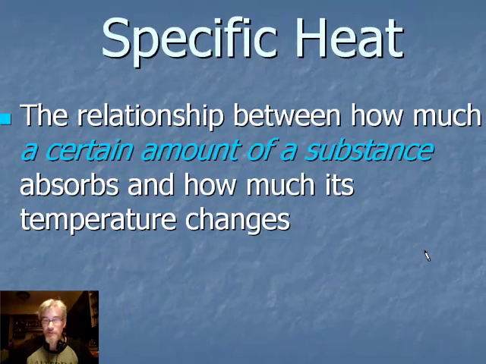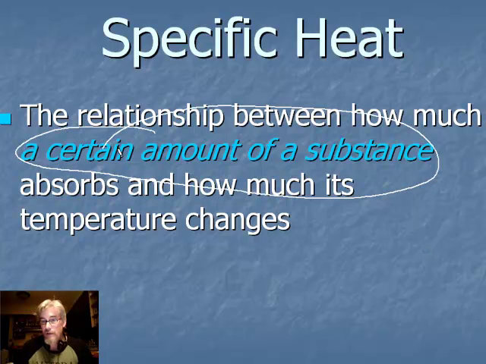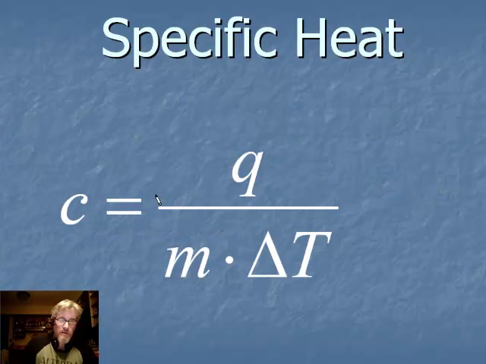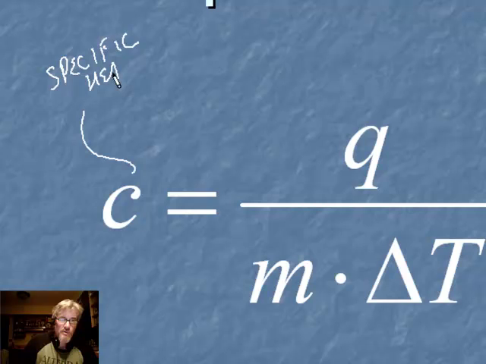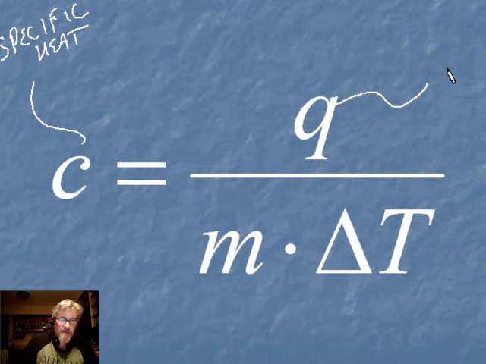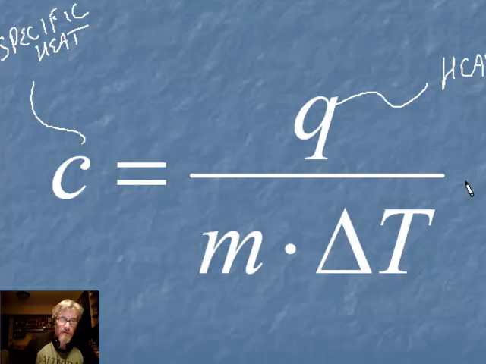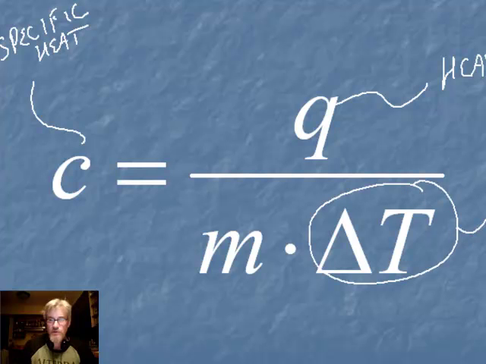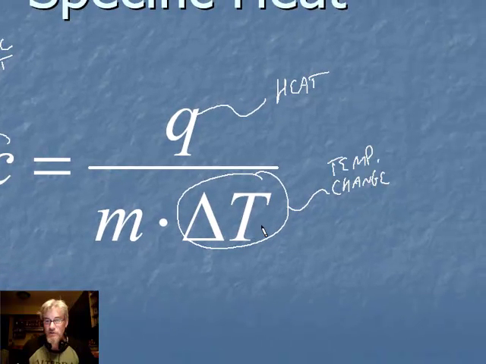Sometimes we want to know not about how an object behaves, but how a certain amount of a substance behaves. So we can make predictions based only on what the substance is, that doesn't depend on how big it is. So that's what specific heat is, the relationship between how much a certain amount of a substance absorbs and the temperature change. So here's our definition. C is the symbol we use for specific heat. Q, just like in the last equation that we saw, is heat or heat energy. Delta T is change in T or change in temperature. And now we have a new term, and that's M, and this stands for mass.